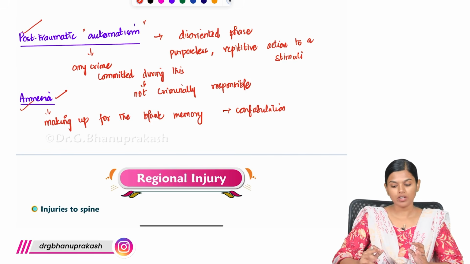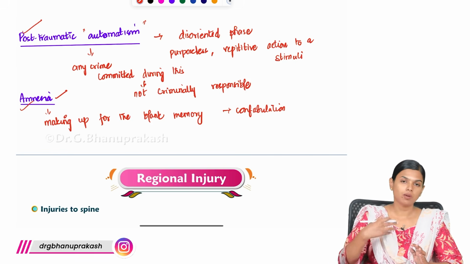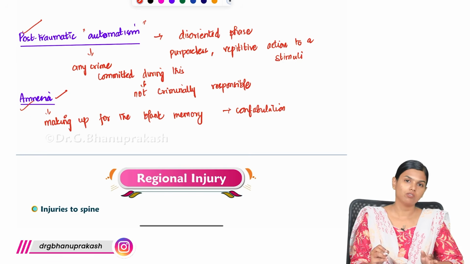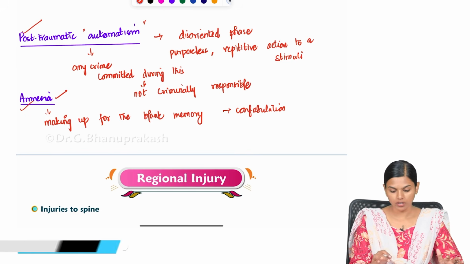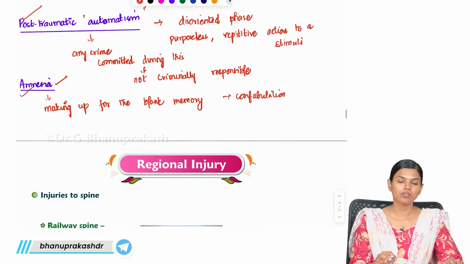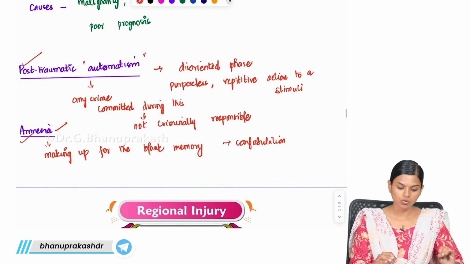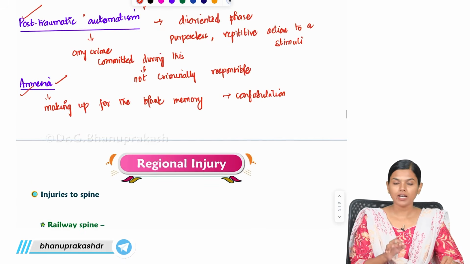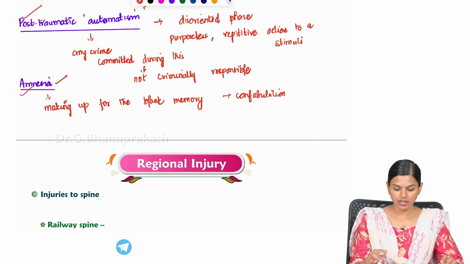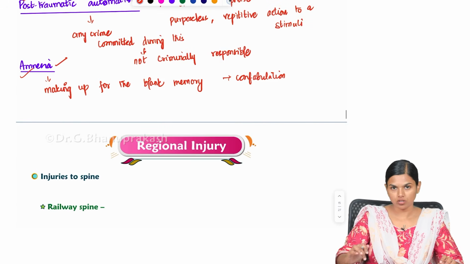So this thing, when you are investigating them and they are giving complaints against some people, this can be confusing. If they do this in this amnesia phase, it can become very problematic to the people who are investigating. So these are the medico-legal significance of brain injuries, post-traumatic automatism and amnesia. So with this, we are ending the brain injury. Next we will be seeing the spinal injury.